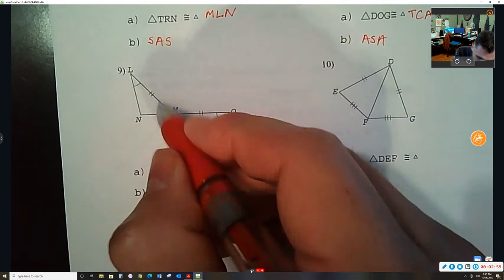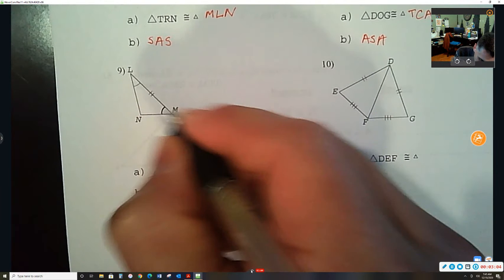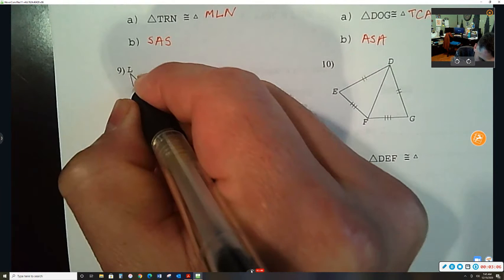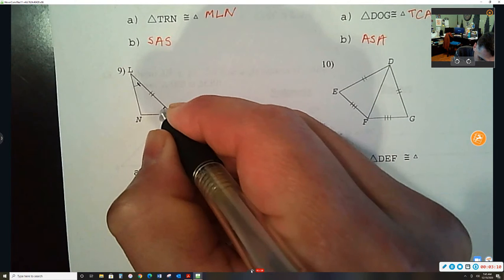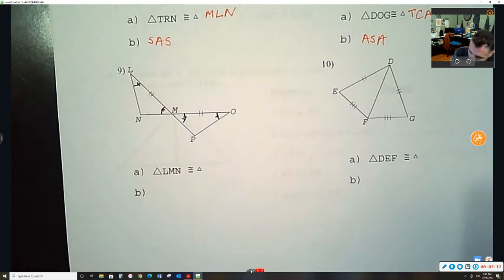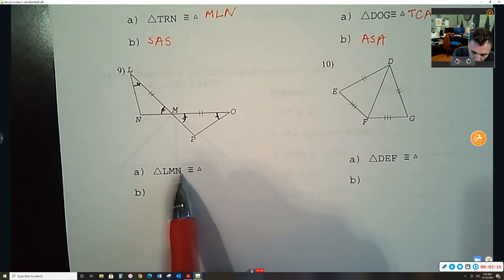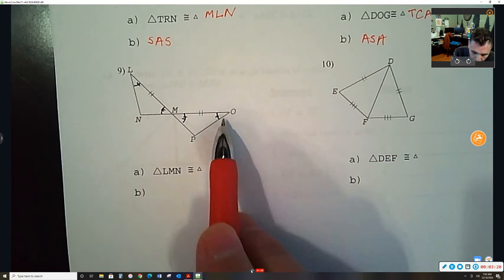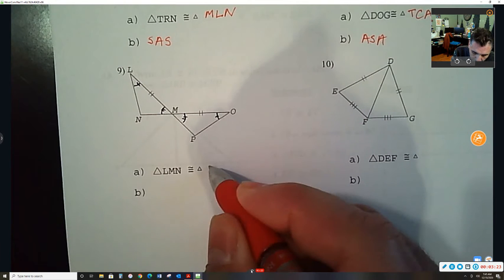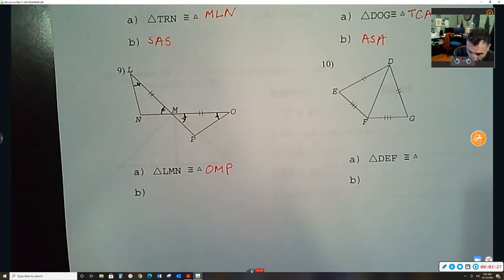So again, let me put in the vertical angles first. I'm gonna put 1 mark on these, and then on this I'm gonna put 2 marks. And then say, okay, triangle LMN. Here's L, 1 mark, 2 marks, no marks. So same thing on the other triangle. Go 1 mark, that angle has 1 mark, M has 2 marks, and P has no marks. So I know that's the congruent statement.